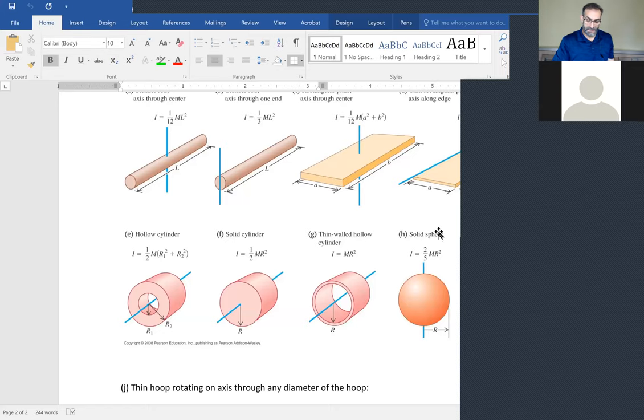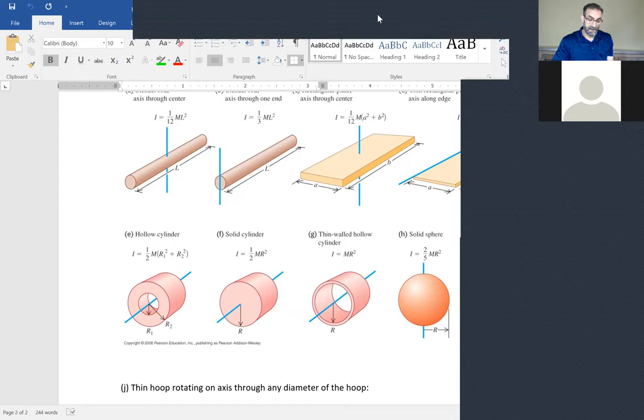A solid sphere right here, 2/5 mr squared. So we've got the ball spinning about an axis through its center, right? And now we have to figure out the distance between this axis and the one that we're really interested in, that's D. So 2/5 mr squared is the center of mass rotational inertia.